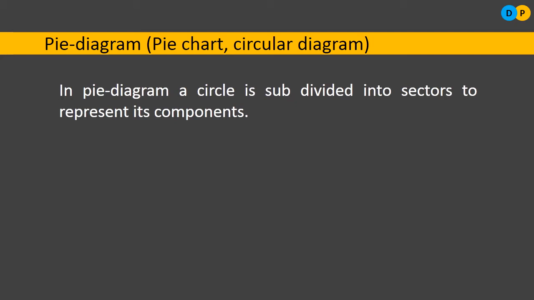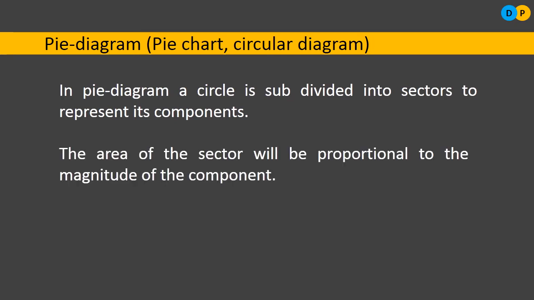As I told you earlier, a pie diagram is also referred to by the name circular diagram. Here we consider a circle, which is further divided into sectors. What is the area of each sector? The area of each sector will be proportional to the magnitude of the component which that particular sector represents. A sector may represent different things. So the area of the sector is directly proportional to the magnitude of that particular component.